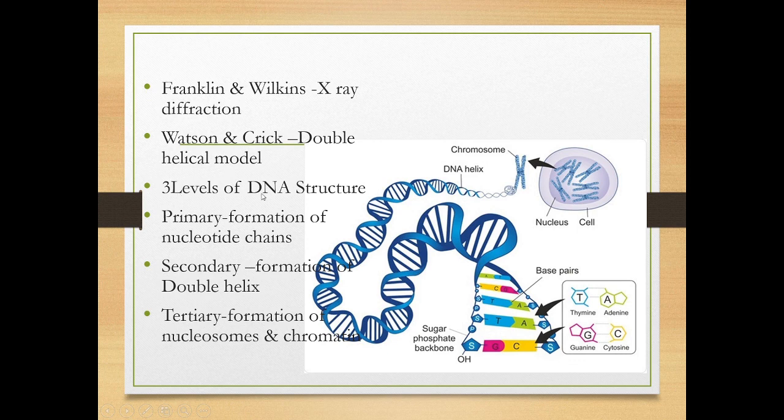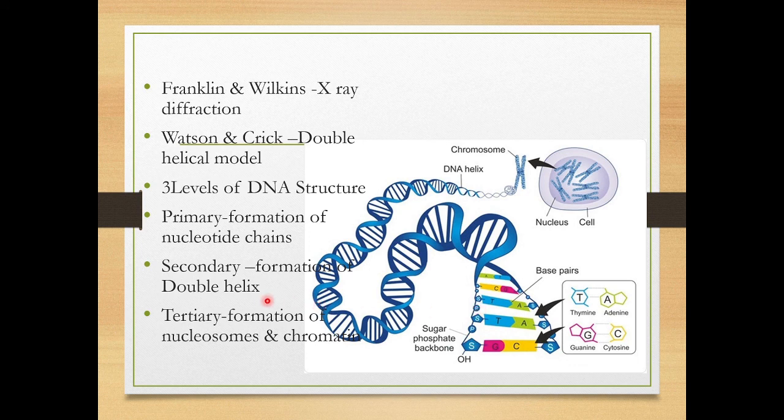There are three levels of DNA structure. The first one is the primary one. It's just the formation of nucleotide chains by combining sugar, phosphate and nitrogenous bases. So a nucleotide simply means a sugar, phosphate and nitrogenous base combination. This is called the primary structure.